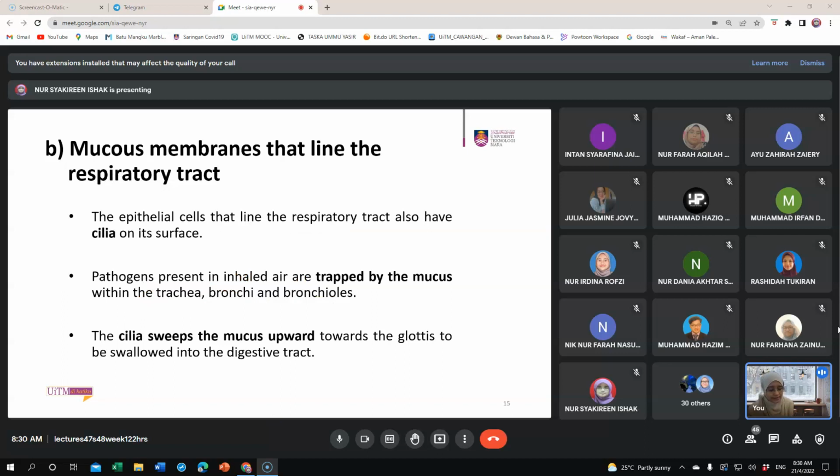And then next is the mucous membrane that lines the respiratory tract. The respiratory tract starts from the nasal cavity, the pharynx, the larynx, the trachea, before it enters into the lungs. The epithelial cells that line the respiratory tract also have cilia. That is the feature of the respiratory tract that starts from the nasal cavity, the nasopharynx area. Before it enters the trachea, it has cilia. So the cilia traps the pathogen. Pathogens present in the inhaled air are trapped by the mucus within the trachea, bronchi, and also bronchioles. The cilia will swipe the mucus upward, toward the glottis, to be swallowed into the digestive tract.